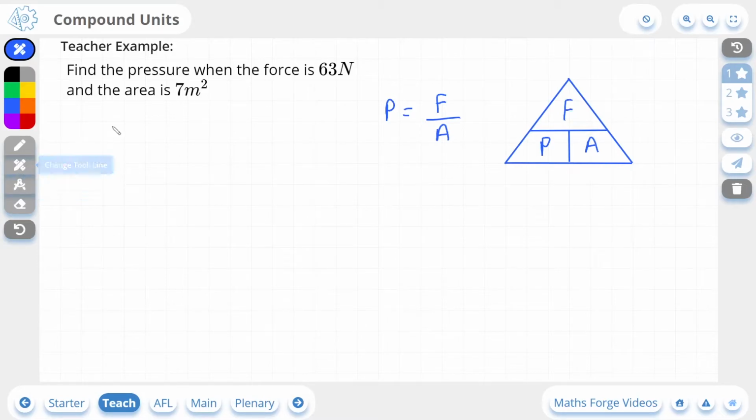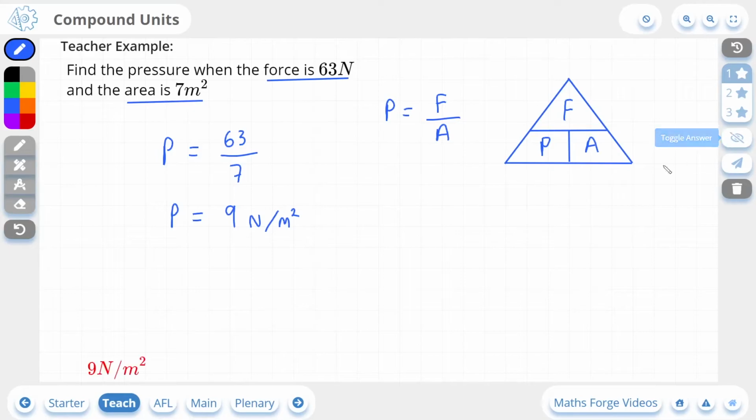But in this case, we're being asked to find the pressure when the force is 63 newtons and the area is 7 meters squared. So pressure in this case is equal to 63, which is the force, divided by the area, which is 7. And 63 divided by 7 is going to give us 9. And the units are going to be newtons, as this is the units for force, which is on top, per meter squared, which is the units for area, which is at the bottom. So this should be our final answer, 9 newtons per meter squared. And if we check our answer, there it is.